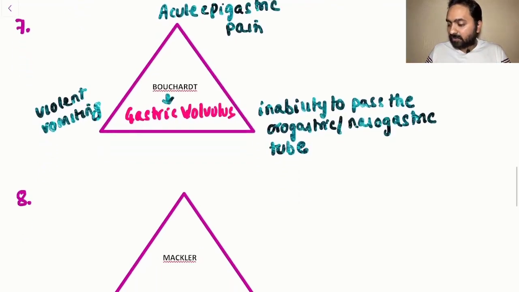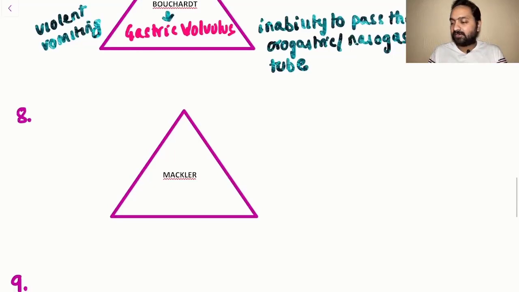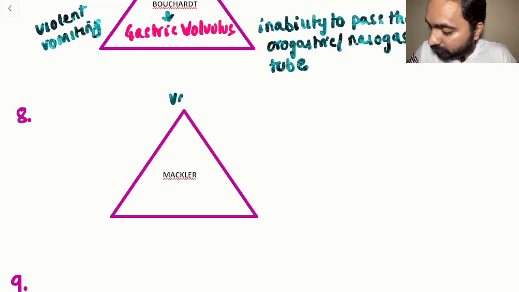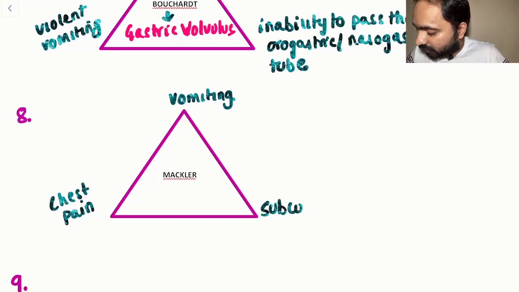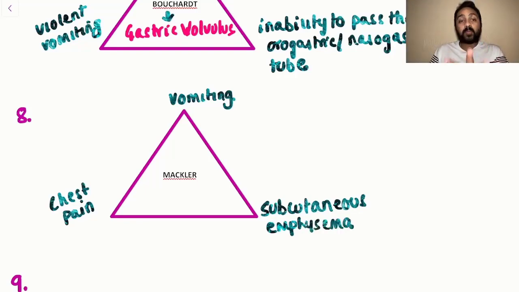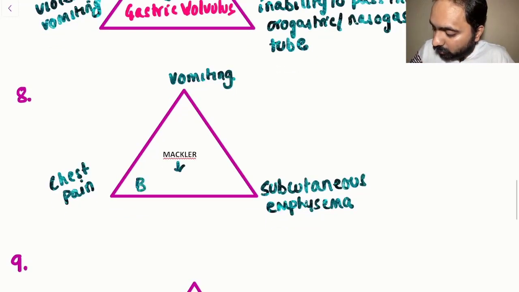Now the next one that we have is your Mackler triad. So what are the components of your Mackler triad? So we have vomiting, chest pain, and your subcutaneous emphysema. So where is this Mackler triad seen? So it is seen in your Boerhaave syndrome.